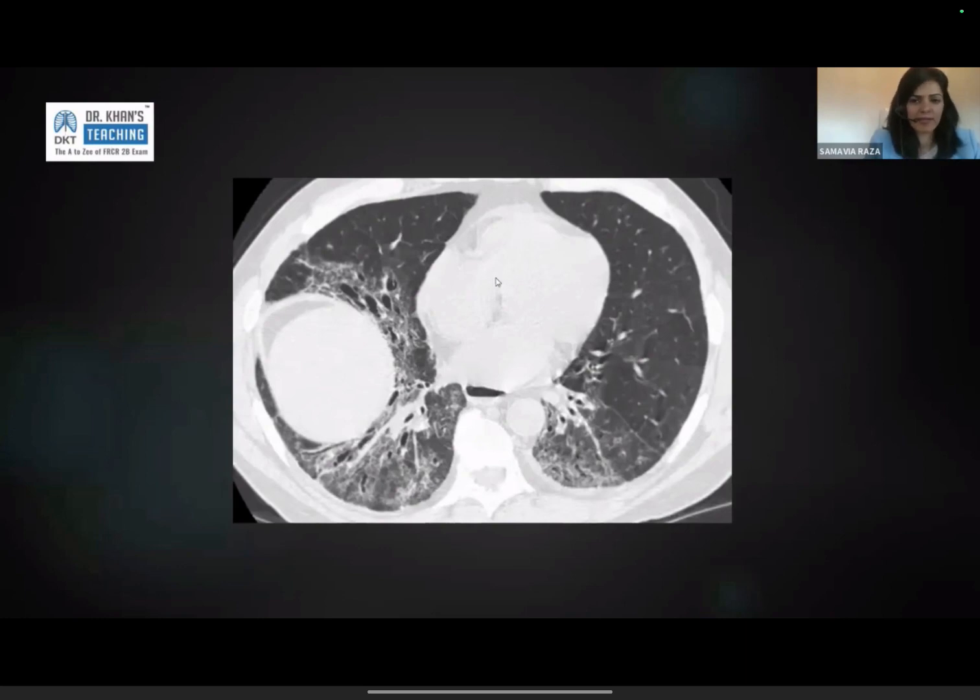Okay, let's look at the scan again and look at the predominant abnormality. The predominant abnormality on the scan is ground glass, not reticulation. So you can see ground glass on both sides. It is clearly more on the right side. The ground glass has a bit of texture to it. So I think some of you may be confused by the texture and calling that reticulation.